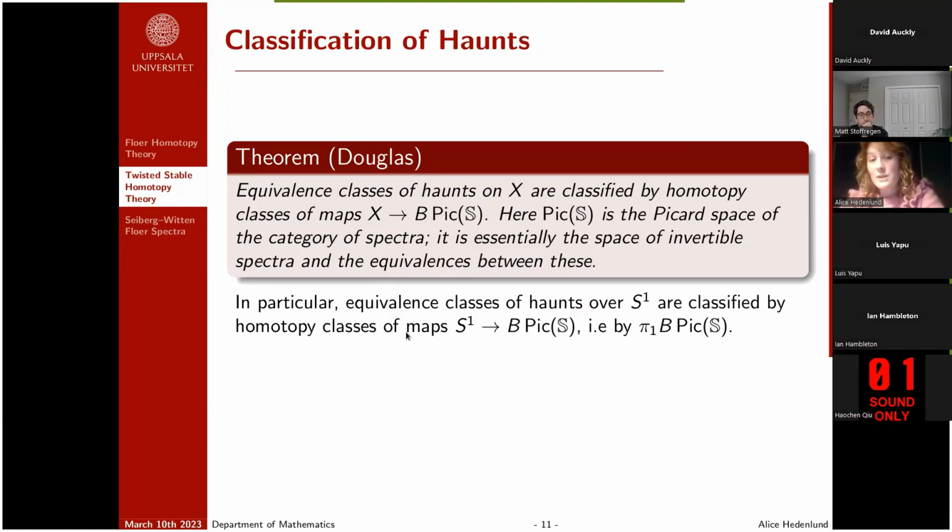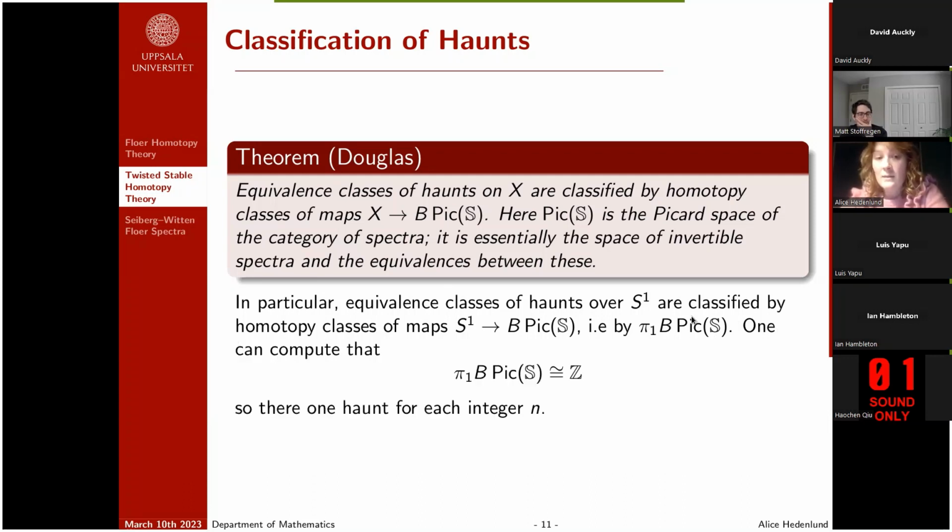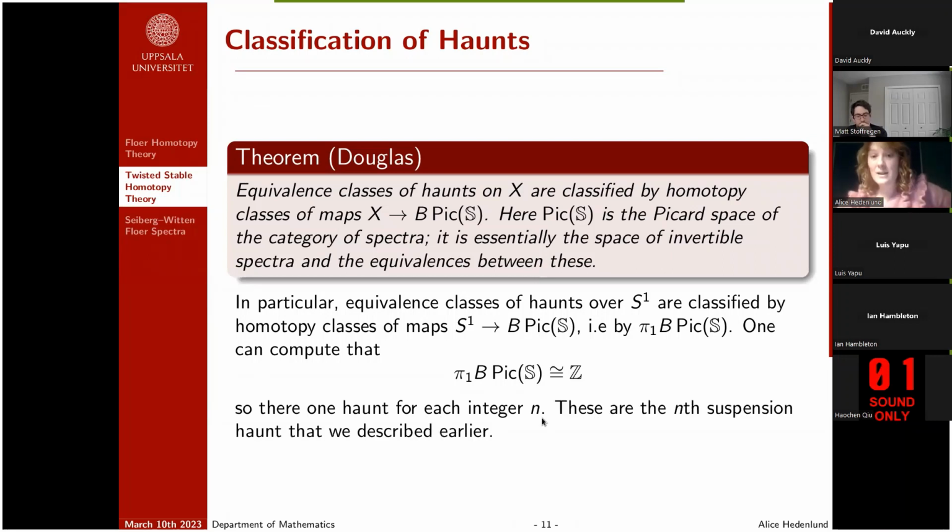But okay, so in particular, equivalence classes of haunts over the circle should just be classified by homotopy classes of maps from S1 into B Pic S. So that's just the same as the fundamental group of this classifying space. And then one can compute, of course, this is not a trivial thing, but people have computed what the homotopy group is. And this homotopy group turns out to be Z. So there is one haunt for each integer n, and this is precisely the n-suspension haunt that we described earlier.